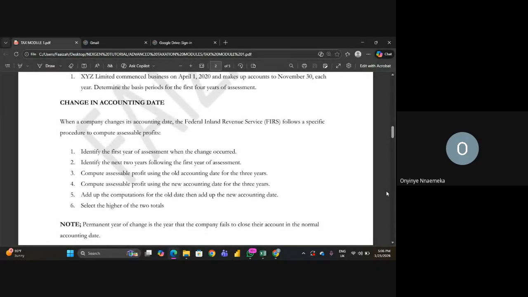I don't think you've been taught. Of course, you just started class, so you definitely have not been taught. But tax planning is just a way of reducing your tax. You plan your financial statement in such a way that you pay the minimum tax possible. That's what tax planning is about. So when companies change accounting dates, it's because they feel that change will favor them and they will pay minimum tax.